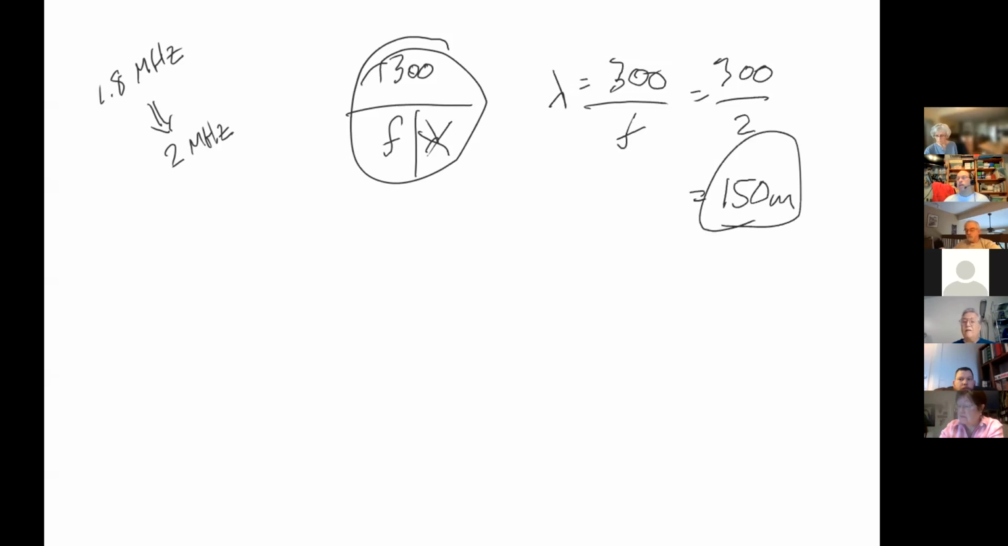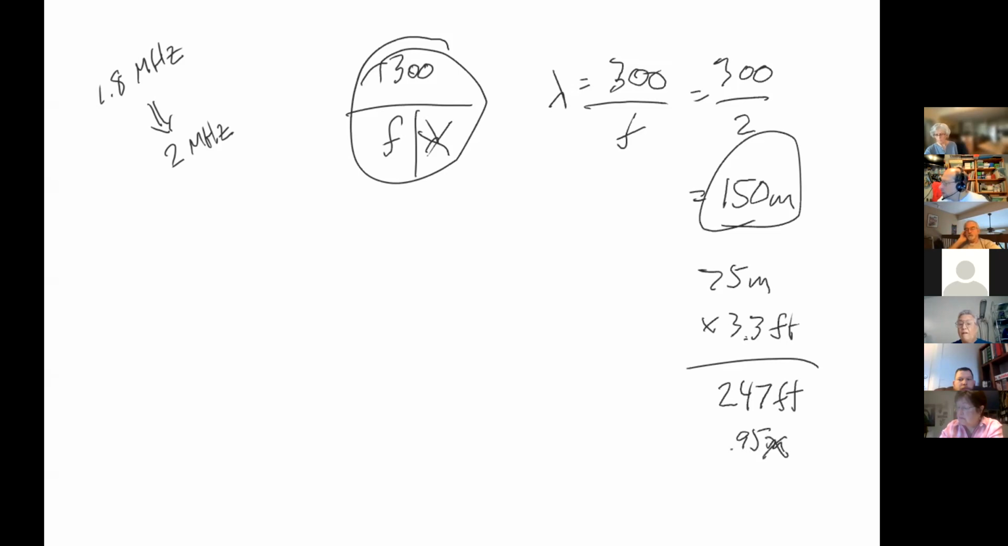Okay, so now it's a half wave. What's a half of 150 meters? 75. 75 meters times, we'll just go with 3.3 feet. I don't need to know inches. I just want to know how many feet. So that's 247 feet. And then we're going to multiply that by 0.95 to shorten it a little bit.